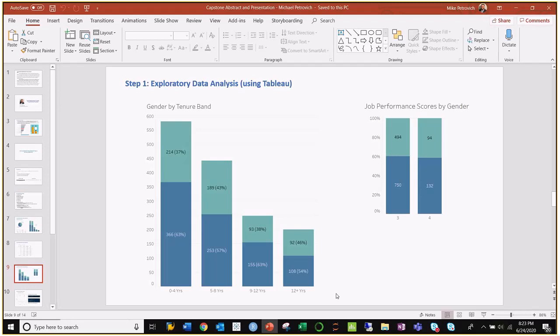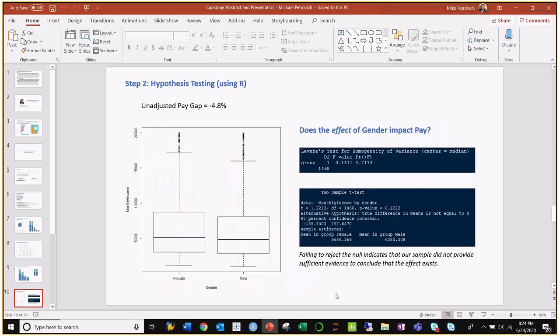So over to the right, what we see is job performance scores by gender. And again, no insight, but then again, that's insightful. What this is telling me is that for job performance score 3, which is defined as meets expectations, and 4, which is defined as exceeds expectations, understanding the 60-40 split, this is the same. So ultimately, it's not like there's a specific gender performing better than the other.